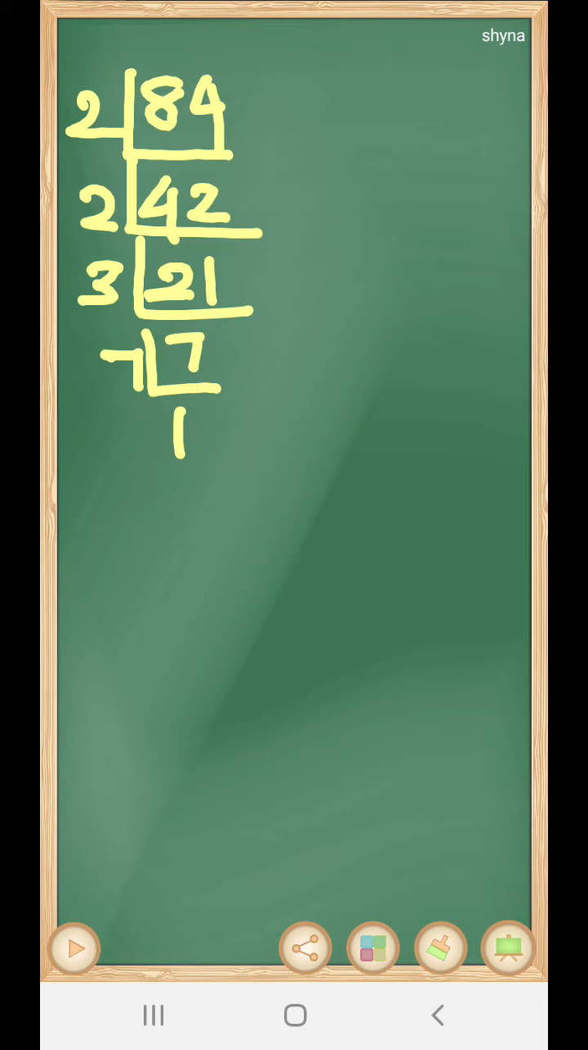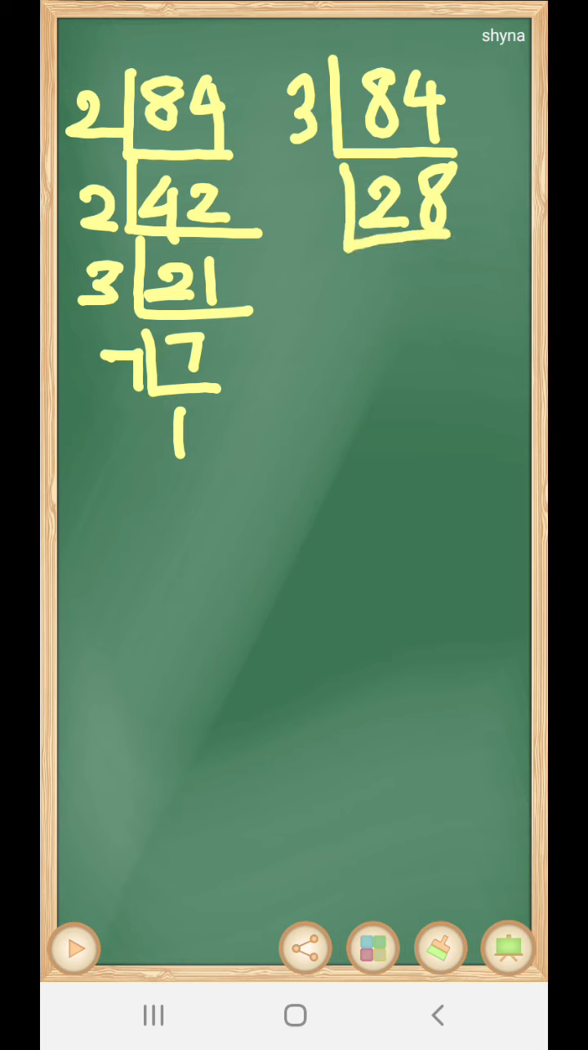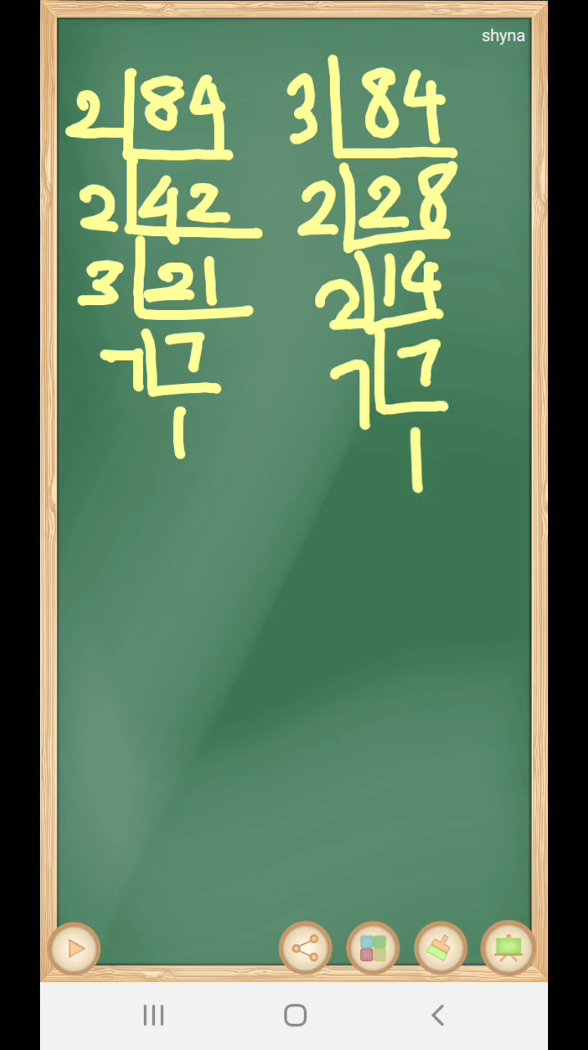This is one method. In another way, how can we do it? You try, dear children. Is it divisible by 3? 84 divided by 3 is 28. It's divisible by 2, 14. Divisible by 2, 7. That means we did prime factorization of 84 in two different ways.